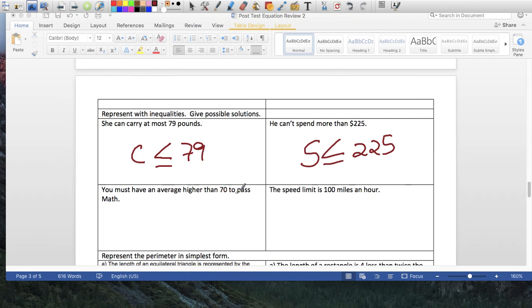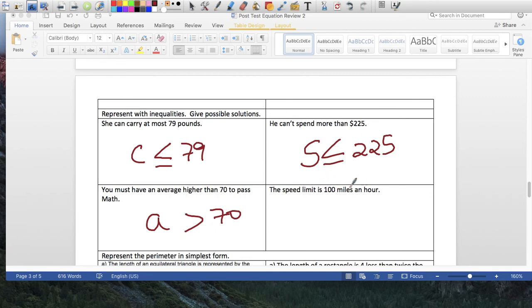You must have an average higher than 70 to pass math. So we're talking about your average and 70. How is that relationship going to work? It has to be greater. Can it be equal to 70? No, it can't. It has to be higher than 70. So this would be an inequality.